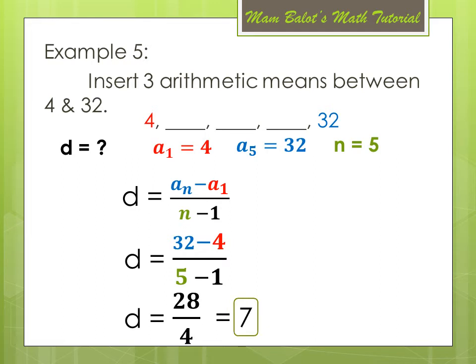Therefore, the second term would be 4 plus 7, so that is now 11. Add another 7, so that becomes 18. Plus 7 again, so you have 25. So the three arithmetic means between 4 and 32 are 11, 18, and 25.